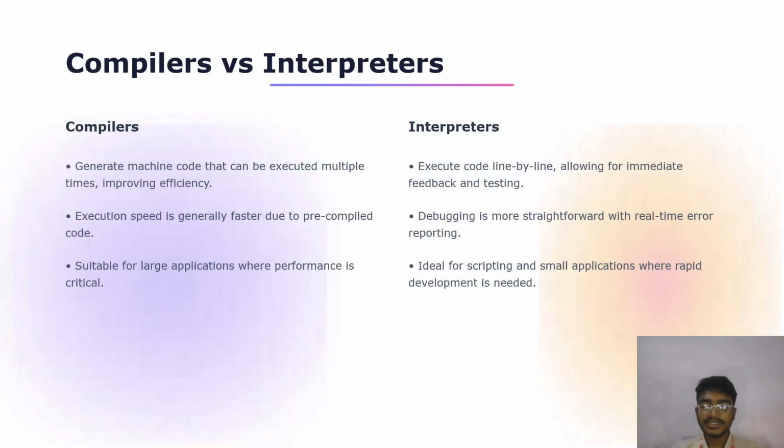Next, compilers versus interpreters. What is the difference between compilers and interpreters? Compiler-based programs run faster because the whole code is pre-translated. Interpreter-based programs run slower but provide real-time error detection and easy debugging. So compilers are suitable for performance-critical applications, while interpreters are great for scripting and learning.